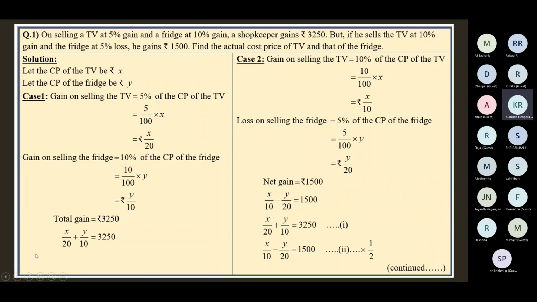X and Y are the cost price of the television and the fridge. Using the cost price, we find the gain. X by 20 is the gain on selling the television. Y by 10 is the gain on selling the fridge. Together, the gain is 3250. So x by 20 plus y by 10 is 3250.